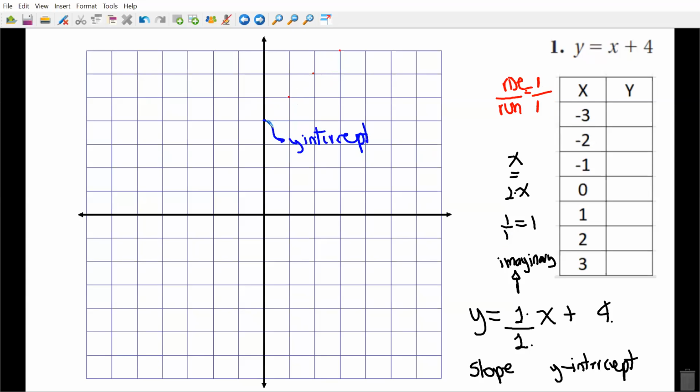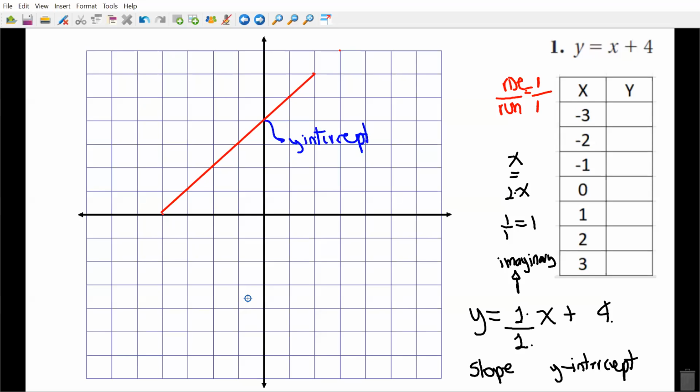Rise 1, run 1. You're going to go up; negative and negative is positive. Now connect all those points together. Yes or no?